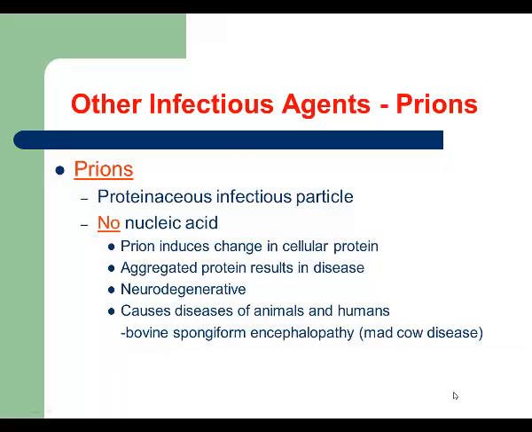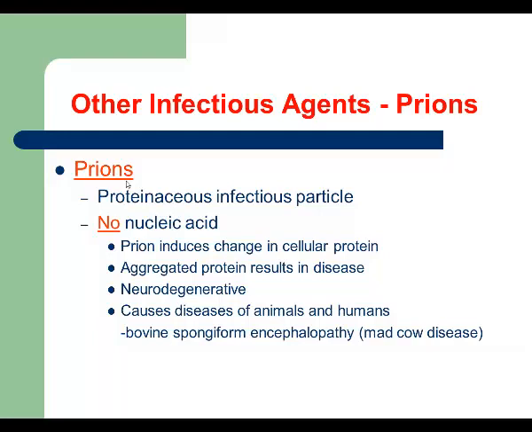And the final slide of this lecture gives you information about prions. What are those prions? Prions are infectious proteins, pieces of infectious proteins. Please remember, prions are not viruses. They have no structure of the viruses. They have no core, they have no capsid or envelope.